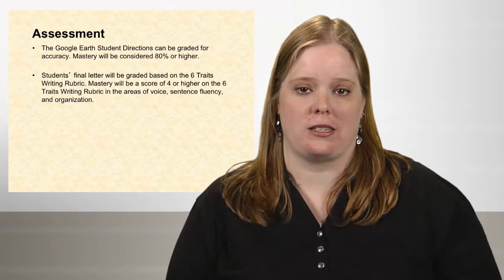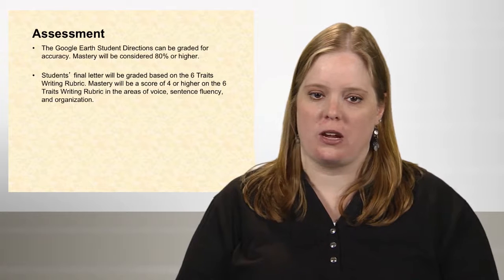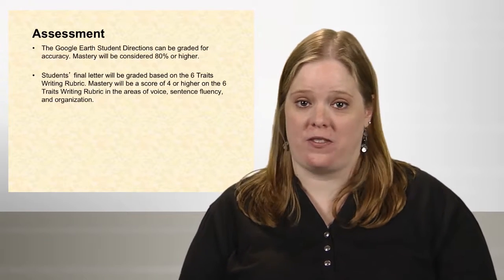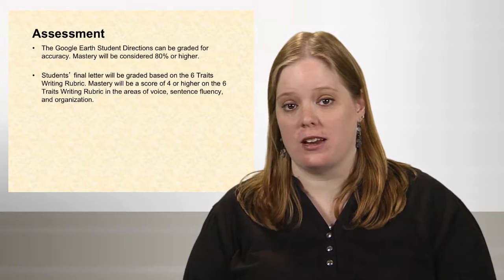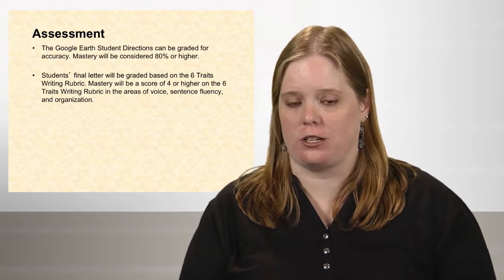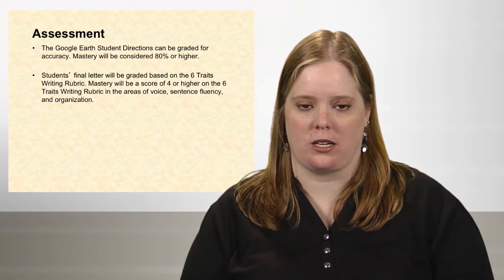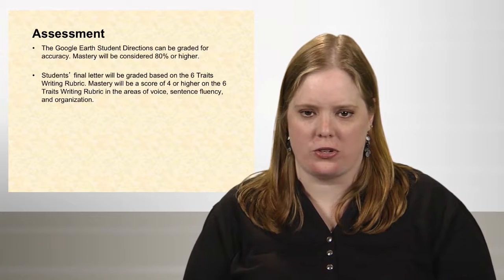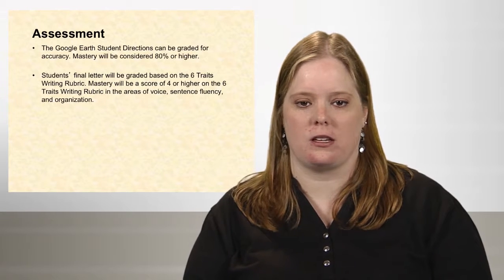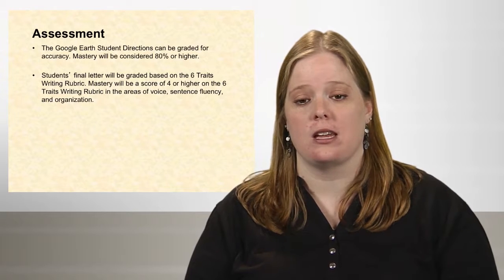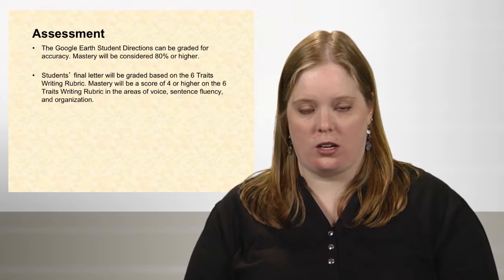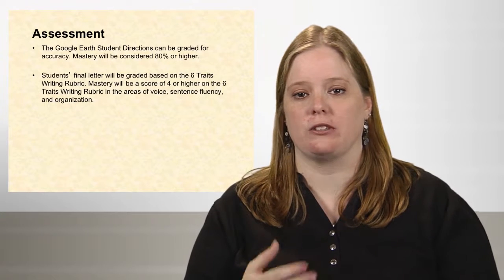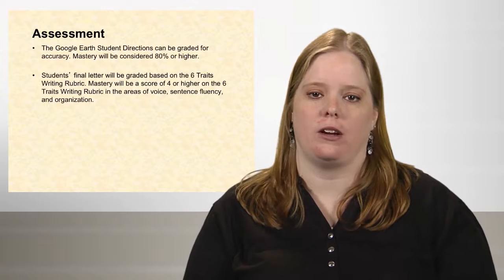So the assessments for this lesson, it's a 2-day assessment. The first day would be the Google Earth student directions. They can be graded for accuracy. It should be fairly simple. They have the correct address there. They have some information written down. You're good. 80% is considered mastery. Then students' final letter will be graded on the 6 traits writing rubric. Mastery is a score of 4 or higher on the 6 traits writing rubric in the area of voice, sentence fluency, and organization. You want them to use the correct voice when addressing the representatives. You want the letter to flow, not be choppy, and you want it very well organized.